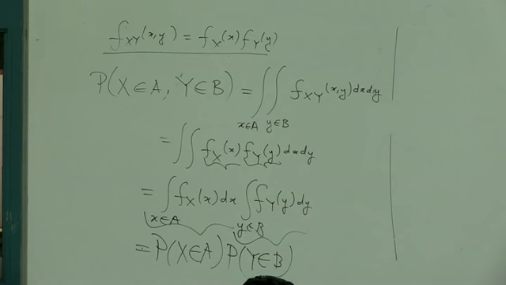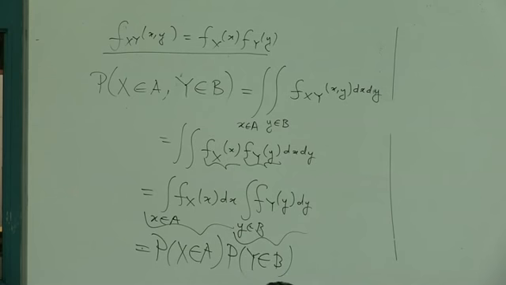So now we know that if the joint density f x y factorizes into the product of marginals, then x and y are independent. In fact, this condition is also necessary for independence. Here we showed sufficiency of the condition, but it's also necessary. So it's an if and only if statement.